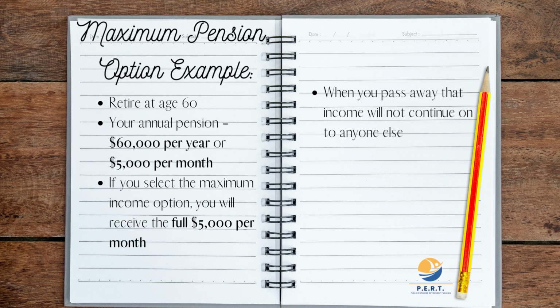First, we will do a maximum pension option example. Say you retire at age 60 and your annual pension is $60,000 per year or $5,000 per month. If you select the maximum income option, you will receive the full $5,000 per month. However, when you pass away, that income will not continue to anyone else. It's pretty simple.